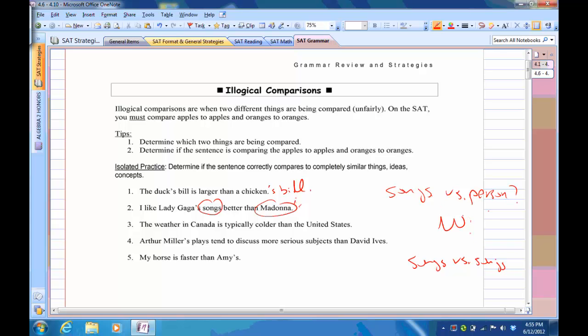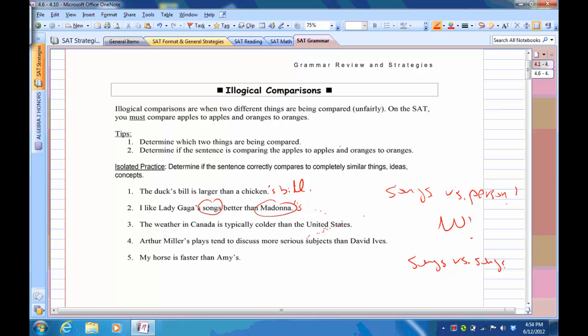So you could probably put apostrophe S, and that would be enough, or you could put apostrophe S then songs afterwards. But by putting apostrophe S, then we're implying that we're comparing something that belongs to Madonna, meaning her songs, to Lady Gaga's songs. 3 has a similar problem.